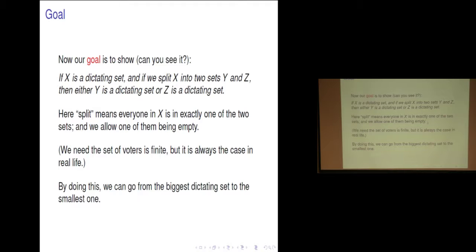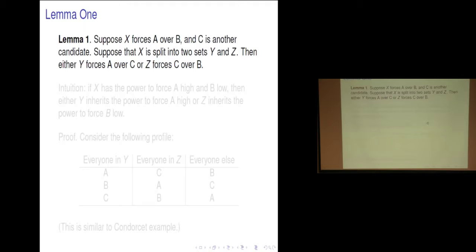Okay, good. That needs five lemmas to achieve this goal. The first one is the longest one, but it's not too long. The first one says this: suppose X forces A above B, and C is another candidate. Remember that in this argument, three or more candidates is essential. We need a third person to help us. So suppose X forces A over B, and C is another candidate.